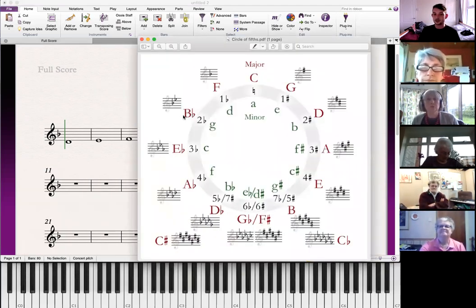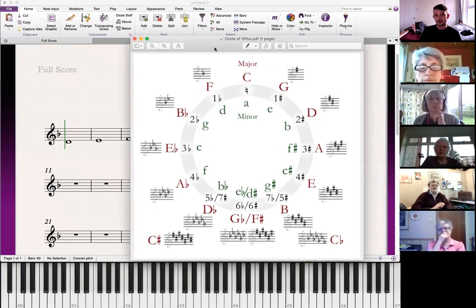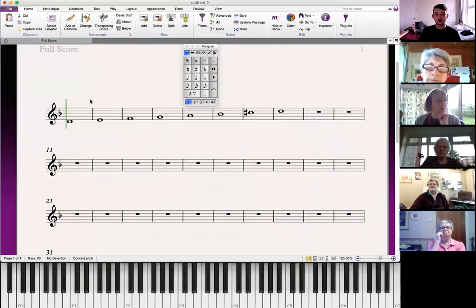So we've got two flats in B flat, and there's our key signature. And then the relative minor for B flat major is G minor. So G minor has two flats in it. So obviously, what we will do is start on the G.